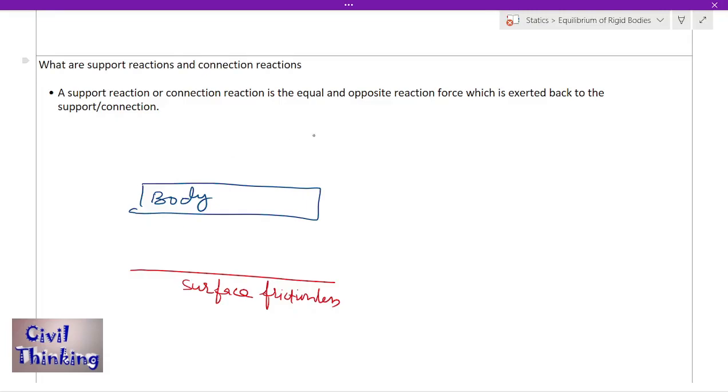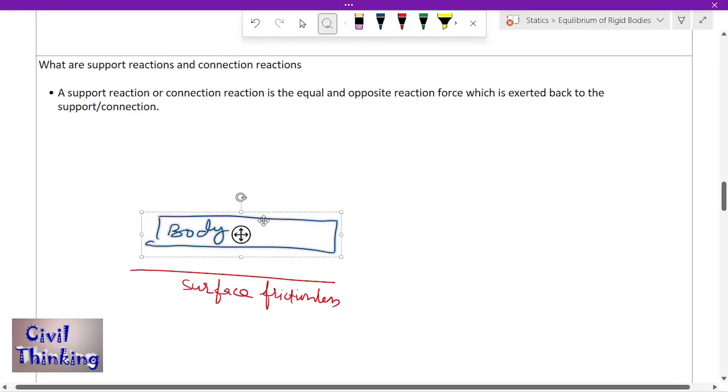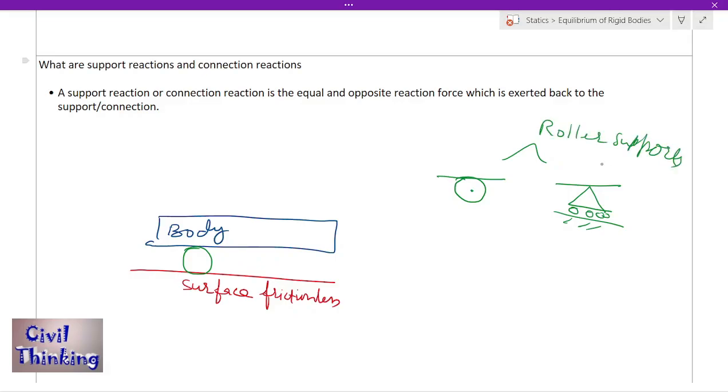Let me move it a bit down. Now let us say we have a roller support here. You can represent a roller support with the help of this, or also you can represent a roller with the help of this diagram. They are both roller supports. Let us say we have one support here and another support here. There is some force F.